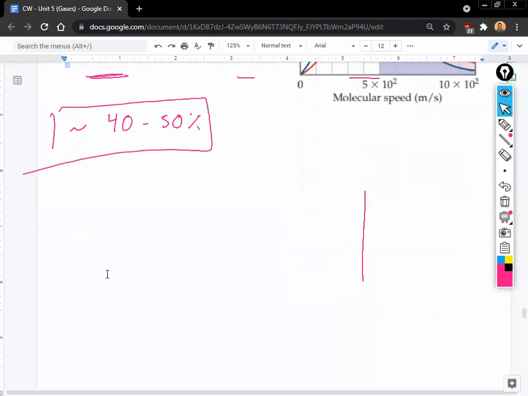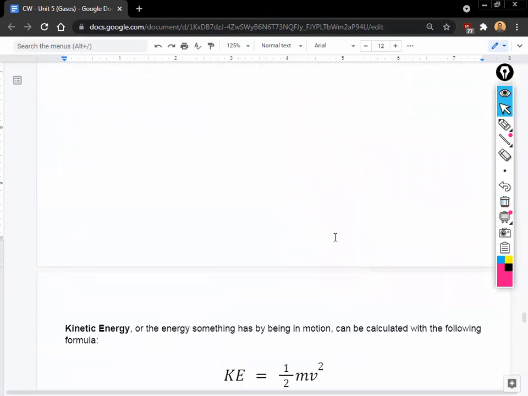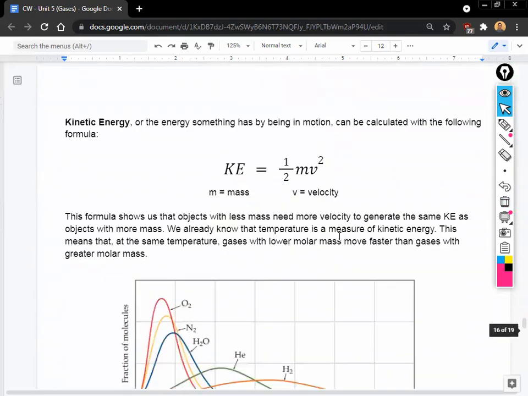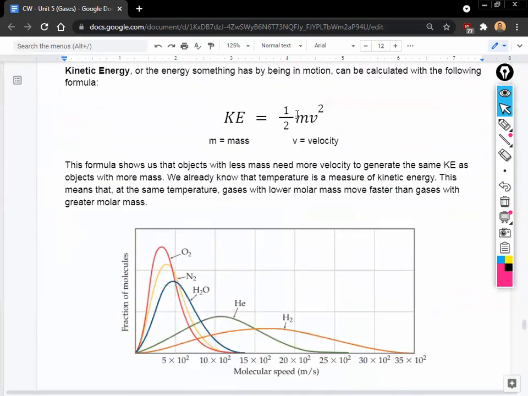Okay, so we're gonna move on and talk about kinetic energy again. We already have the formula. Kinetic energy is calculated by 1/2 mv squared. This formula tells us that if you have less mass, you need more velocity to generate the same kinetic energy, which makes sense, right? If a bike wants to have the same kinetic energy as a car, you've got to be pedaling real quick. A car doesn't need to move as quickly just because the mass is bigger.